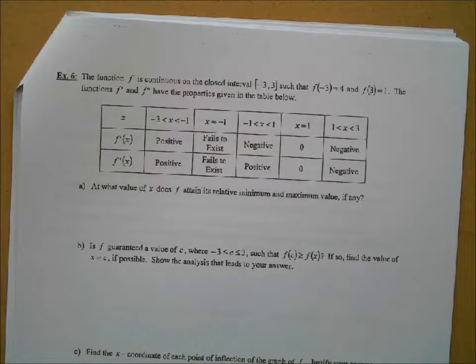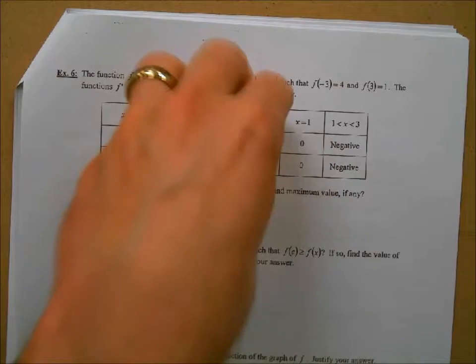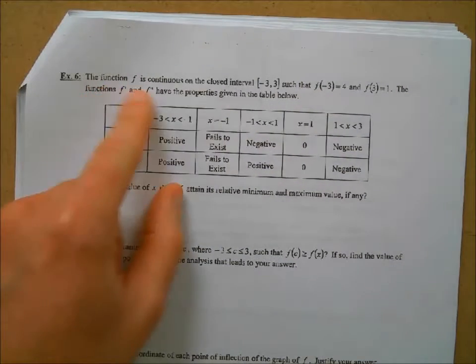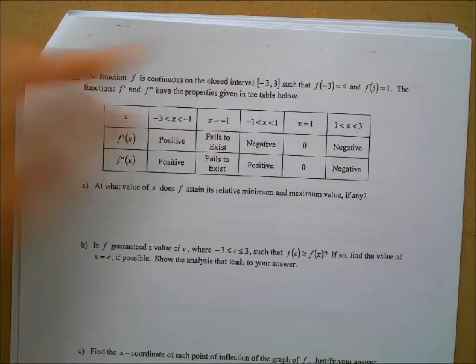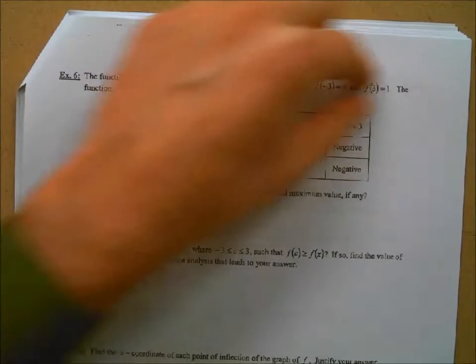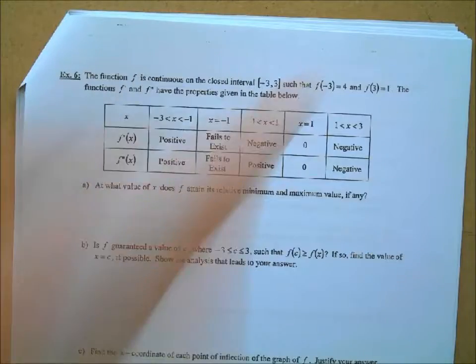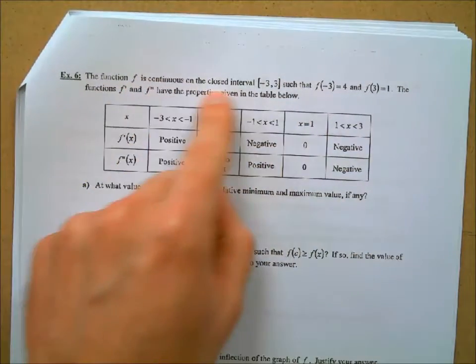15 minutes later. All right, so anyway, example 6. The function f is continuous on the closed interval. So now we're still given a picture here, except it's a table instead of a graph. Okay, we're told that f is continuous on the closed interval -3 to 3. Again, please read this information, folks. Don't just ignore it and go right to this. Read this and absorb it.